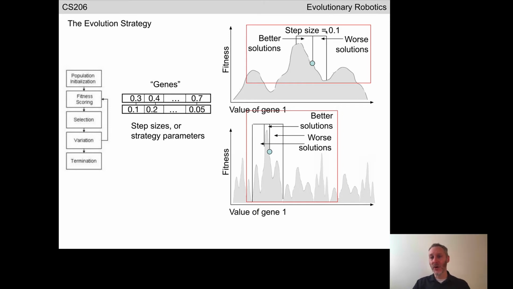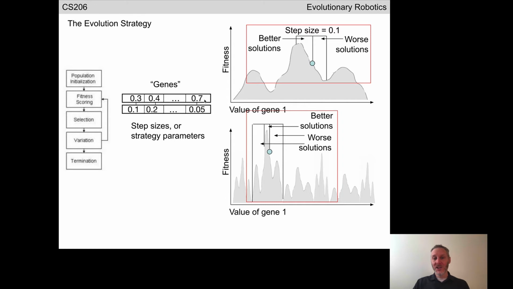So a step size of 0.1 is good for this landscape, but for this landscape, 0.1 is not a good choice. How do we know what this step size should be? It's extremely difficult for us, if we're coding up an evolutionary algorithm, to know what this mutation step size should be. The evolution strategy is an ingenious algorithm that will determine what the step sizes are automatically. How is it going to determine the step size? It's going to evolve the step sizes themselves.